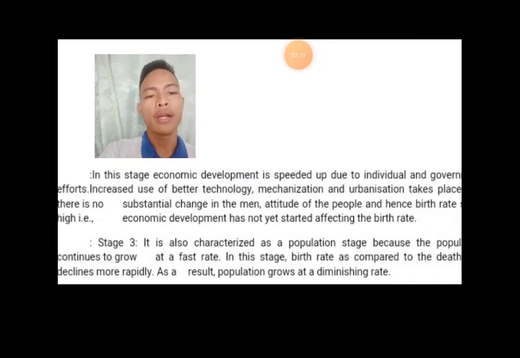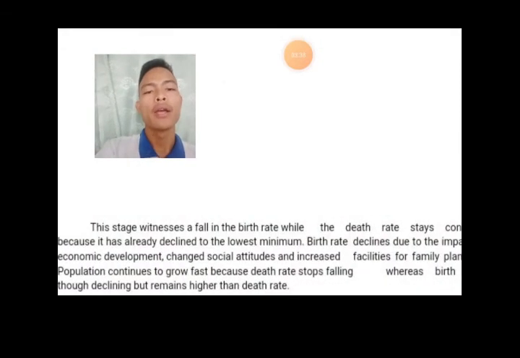Stage 3. It is also characterized as a population explosion stage because the population continues to grow at a fast rate. In this stage, the birth rate, as compared to the death rate, declines more rapidly. As a result, population grows at a diminishing rate. This stage witnesses a fall in the birth rate while the death rate stays constant because it has already declined to the lowest minimum. Birth rate declines due to the impact of economic development, changed social attitudes, and increased facilities for family planning.